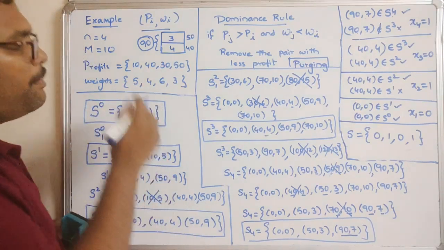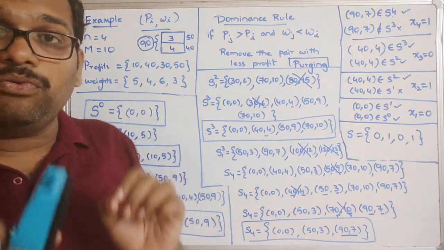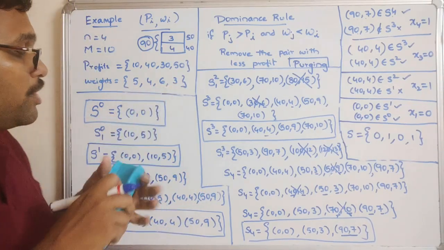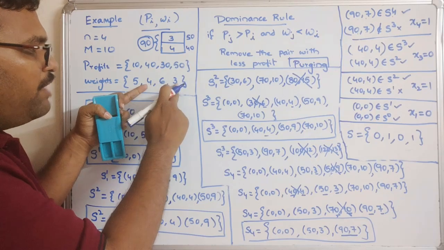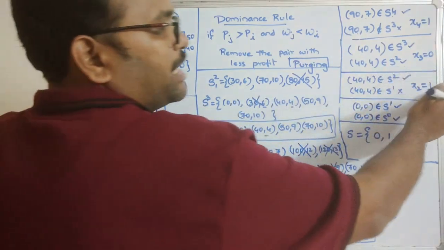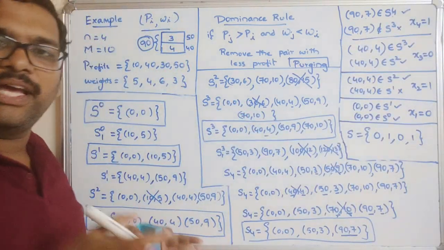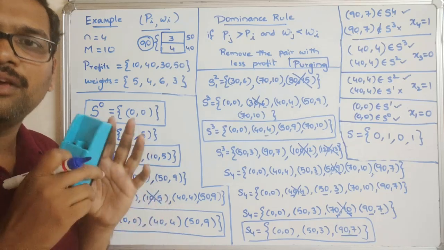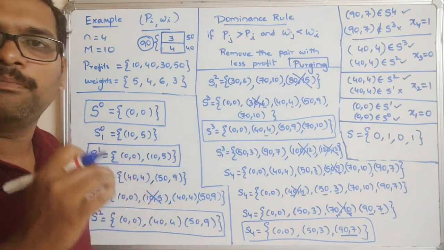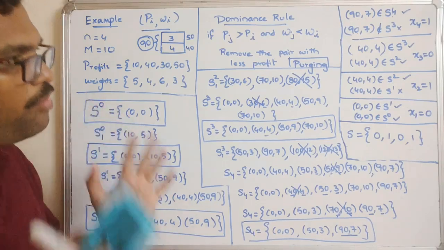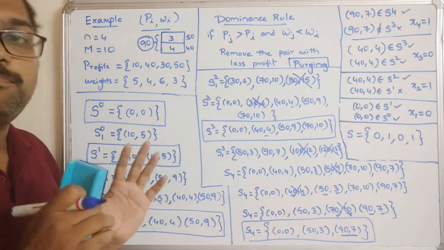So only we'll get a maximum profit if you move the fourth weight and the third weight, that means the second and fourth one. So x2 and x4, if you move the x2 and x4 weights into the sack, then only we'll get the maximum profit. Okay, so this is how we can solve the knapsack problem.